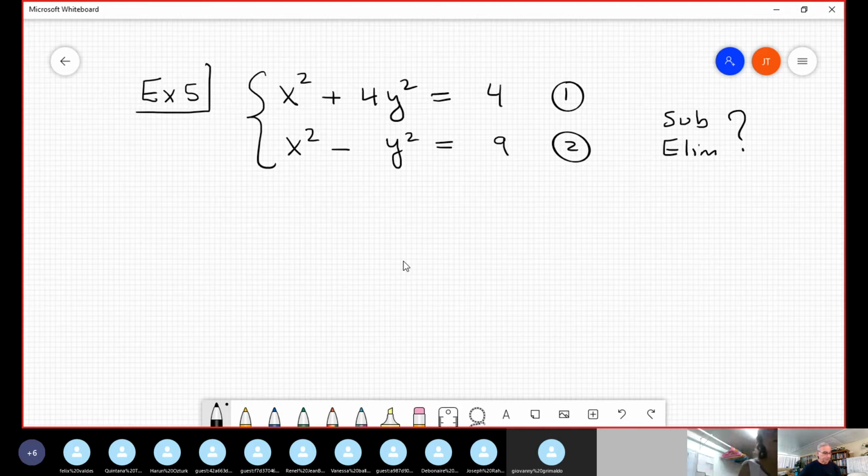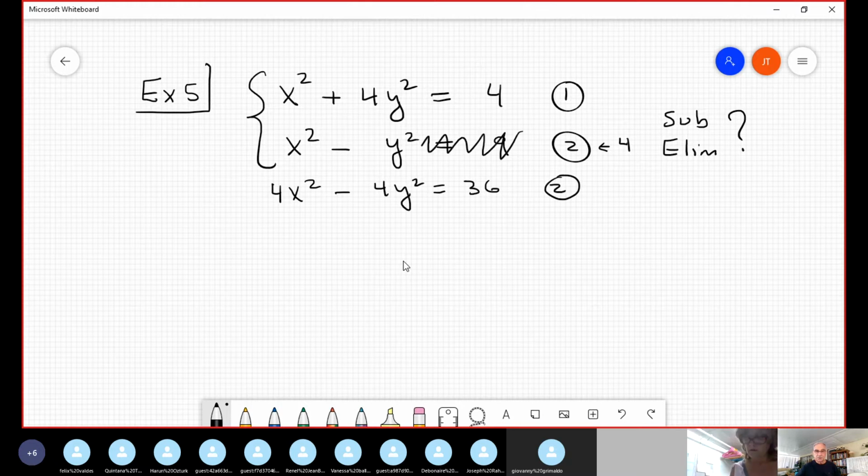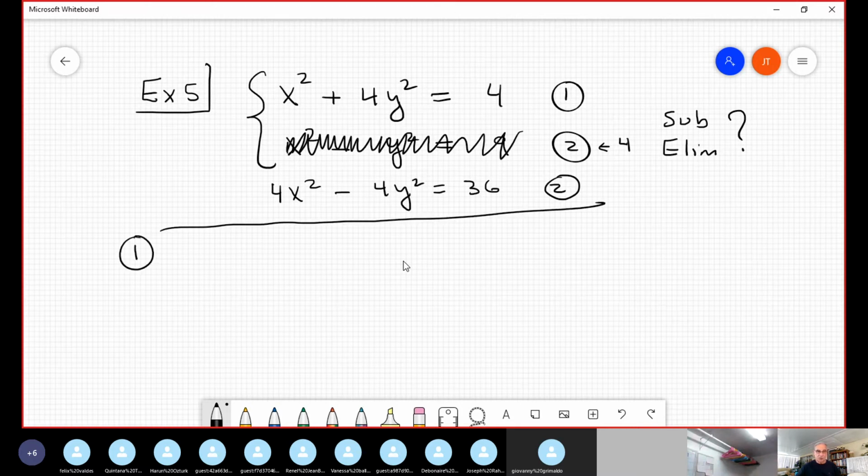Okay, if you multiply, for example, equation number 2 by 4, what is the intention? Negative 4 and positive 4 are ready for elimination. Multiply the second equation by positive 4: 4x squared minus 4y squared equals 36. This is my new equation 2. Ready. Elimination: equation 1 plus the new equation 2.